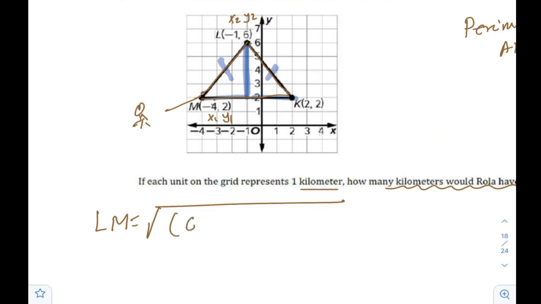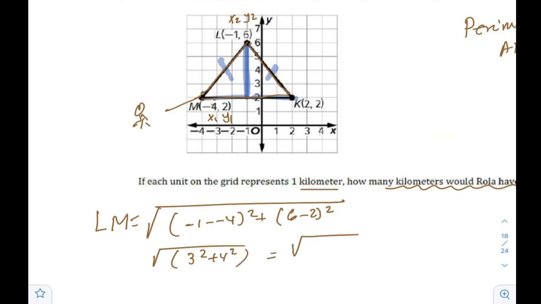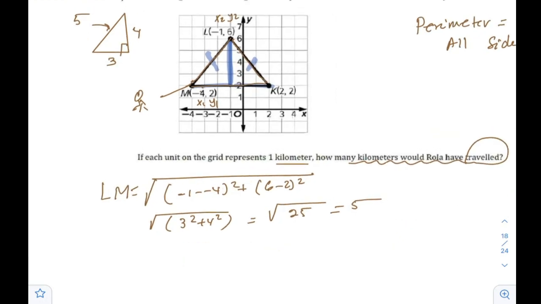So we have 6 minus negative 1 minus negative 4, all squared, plus 6 minus 2, all squared. So it is 3 squared plus 4 squared, which is square root of 9 plus 16, 25, which is 5. I was expecting that it's 5, since this part is a right triangle with height 4 and this is 3. So by Pythagorean, this is 5 for sure. So this is 5, as we agreed. Since this is 5, this will be also 5.